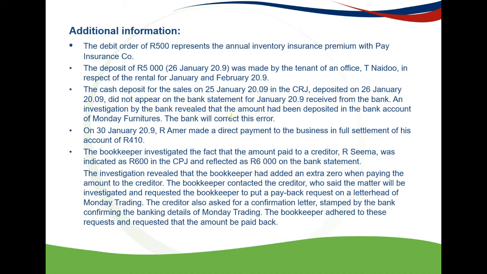Investigation by the bank revealed that the amount had been deposited in the bank account of Monday Furnitures. The bank will correct this error. And then on 30 January 20.9, R. Amer made a direct payment to the business in full settlement of his account of 410. So that still needs to be recorded in the books.